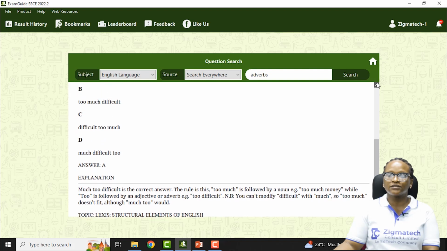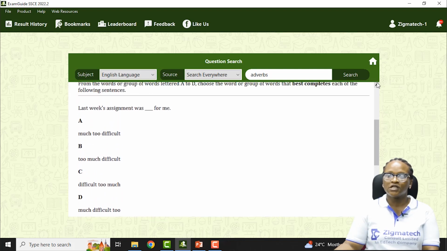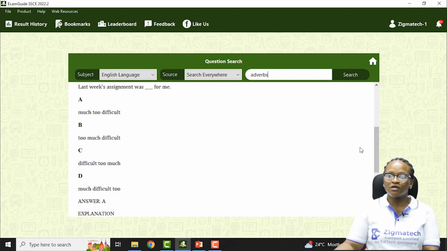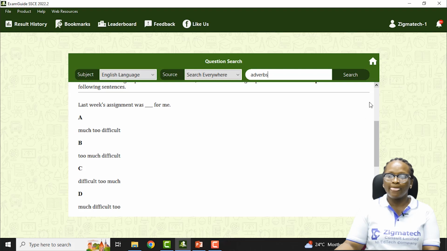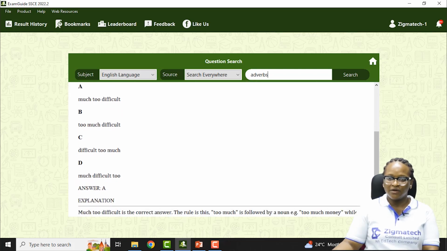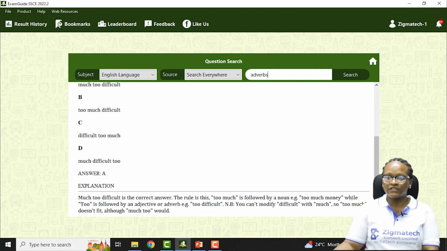It says, last week's assignment was dash for me. Last week's assignment was much too difficult for me. Was too much difficult for me. Was difficult too much for me. Was much too difficult for me. Yes, because this is what your adverb has to modify. So much too difficult is the correct answer.